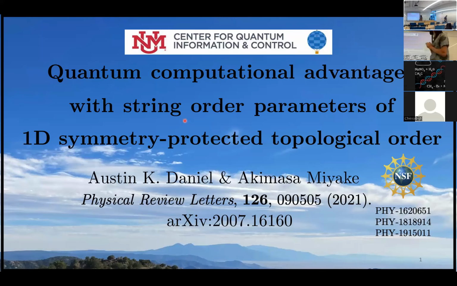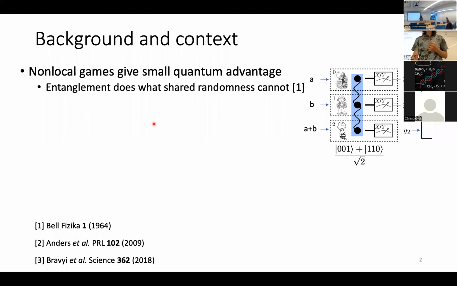Great. Thank you. Thanks to the organizers for having me. Again, I'm Austin Daniel. I'm a PhD student at the University of New Mexico, working in the Center for Quantum Information and Control under the supervision of Akimasa Miyake out there in sunny Albuquerque, New Mexico. I'll tell you about this work that you can read about here in PRL or on the arXiv. It's about some quantum computational advantage that you can get from doing a particular measurement of a string order parameter of 1D SPTO.